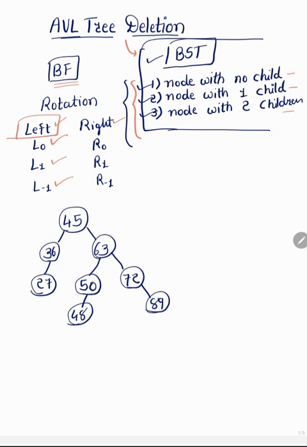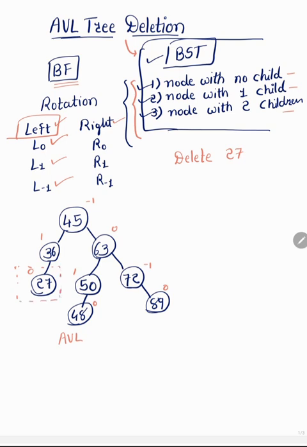If I check the balance factor as of now, the balance factor for 48 is 0, 89 is 0, 72 is minus 1, 50 is 1, for 63 it's 0, for 27 it's 0, 36 is 1, and 45 is 1 minus 3, that's minus 1. This is my AVL tree as of now. Now I want to delete 27, that particular node.